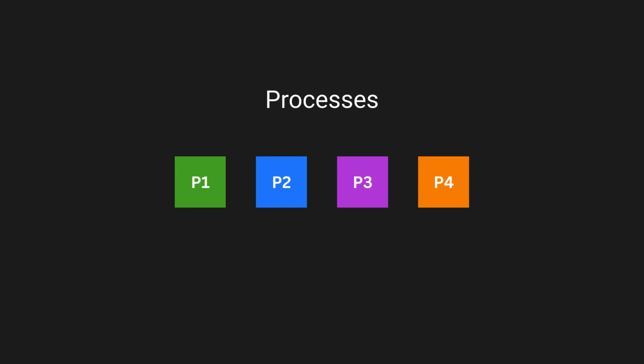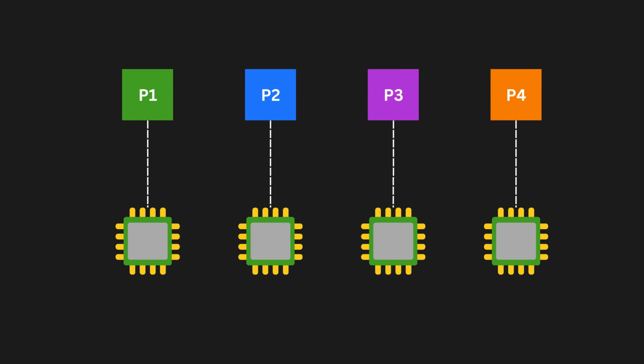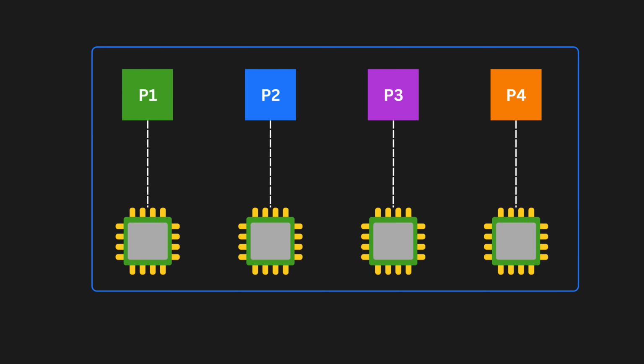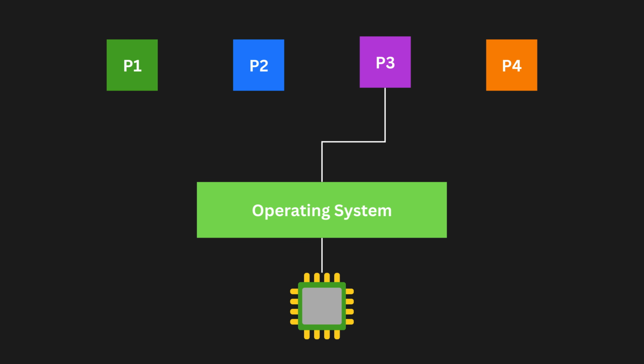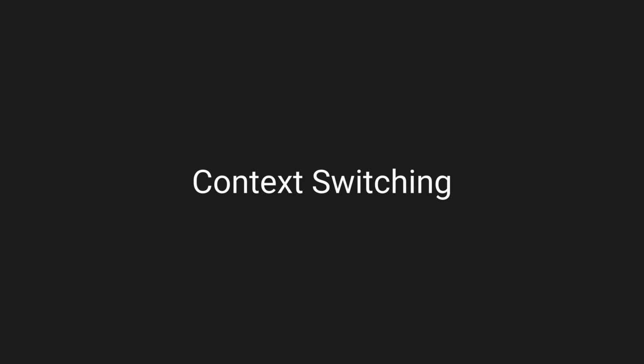To understand how the operating system manages all these processes, let's look at the process model. In this model, every runnable program on the computer is treated as a process, and each process has its own virtual CPU. This is an illusion. The computer doesn't have a separate CPU for each process. Instead, the real CPU switches between processes, giving each one a turn to run. This switching is called context switching.